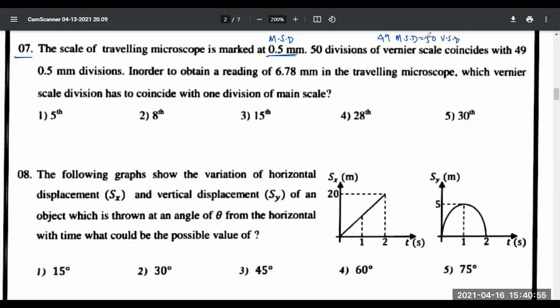So the difference between them is 1. For such cases, you can find out the least count very quickly. Least count is going to be 1 main scale division divided by the number of vernier scale divisions. You can use this equation only when, for the coinciding units, there's a difference of 1 between them: 49, 50; 9, 10; 24, 25, likewise. So 1 main scale division is 0.5 millimeter divided by the number of vernier scale divisions, 50. Therefore, the least count is 0.01 millimeter.